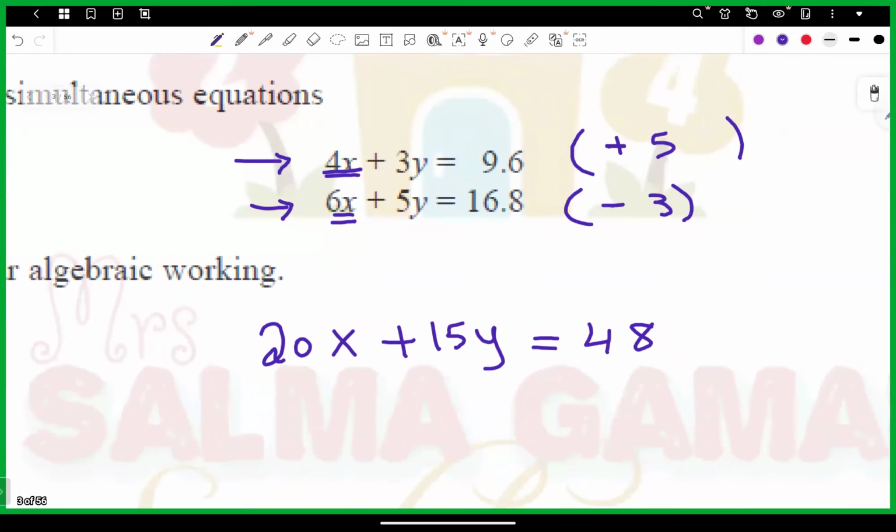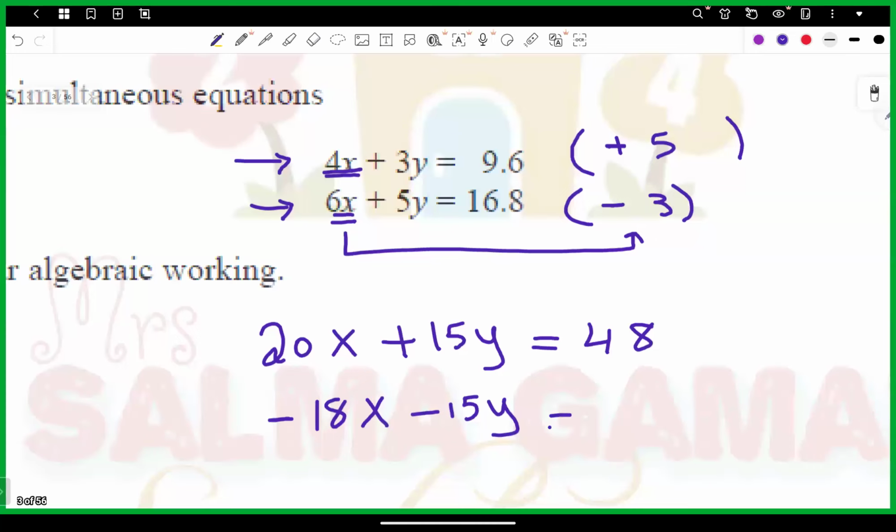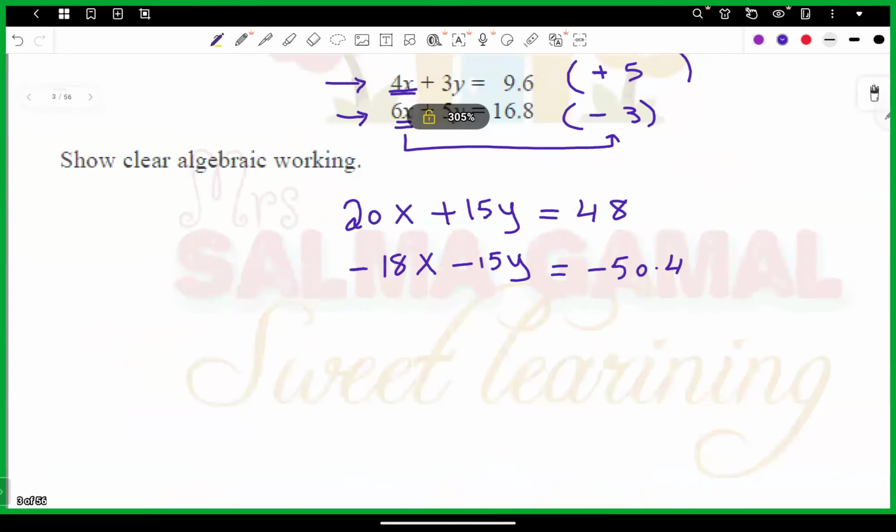And then in equation 2, I need to multiply by minus 3. 6 by minus 3 equals minus 18, and then minus 15y here. And then after that, I have to multiply 16.8 by minus 3, so the answer should be minus 50.4. Add them by integers and cancel y with y. So positive 20 minus 18 equals 2.